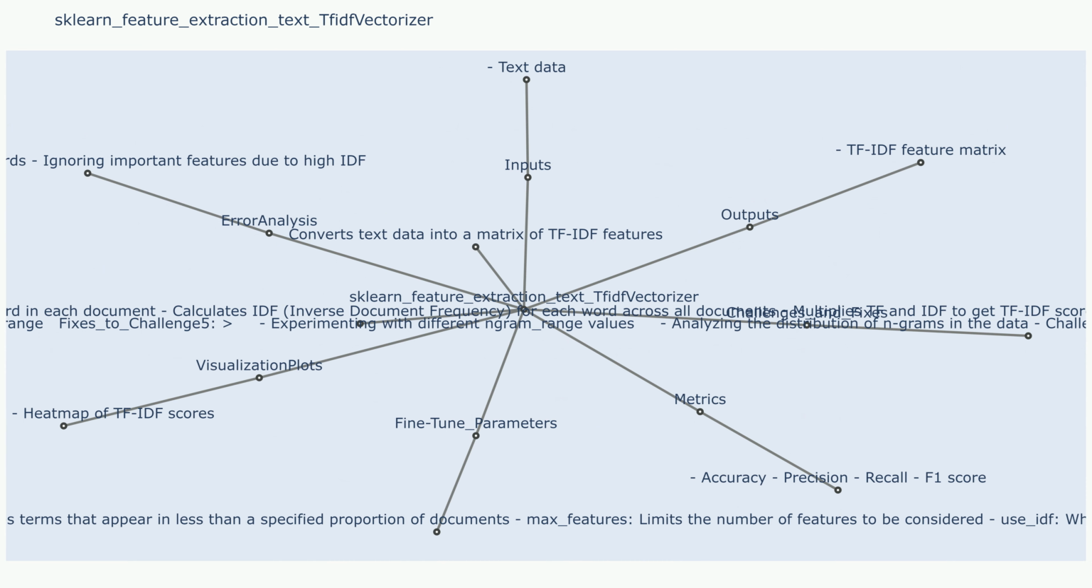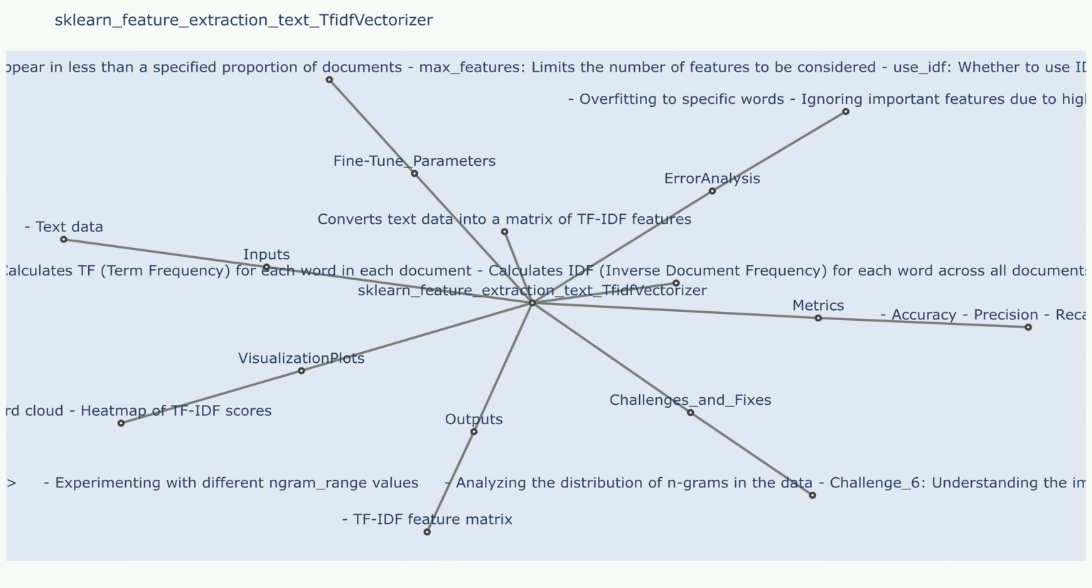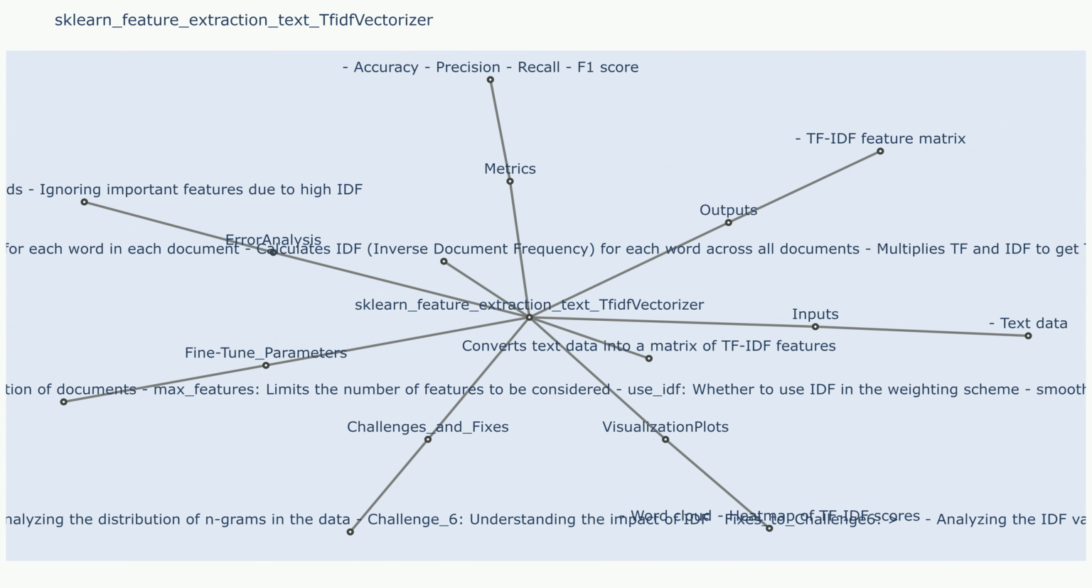Challenge 3: overfitting to rare words. TF-IDF can give high weights to words that appear rarely but are specific to a few documents. This can lead to overfitting. Sample use case that resulted in challenge 3: building a text classification model where some rare words are highly predictive of a specific class. Fixes to challenge 3: use techniques like regularization or feature selection to control the influence of rare words. Consider using alternative feature representations like word embeddings that capture semantic relationships between words.